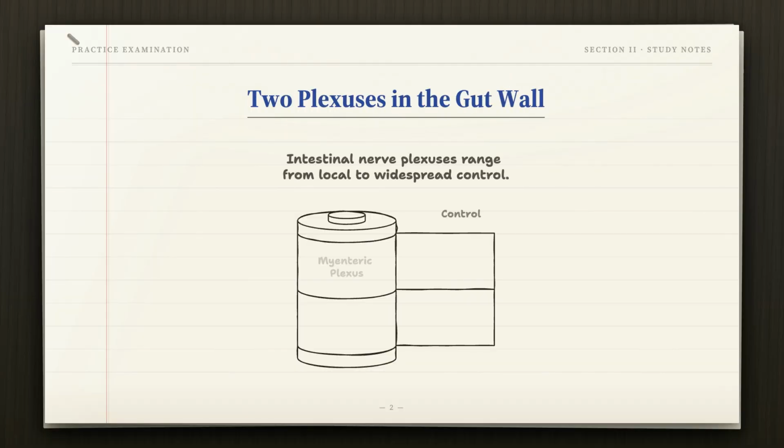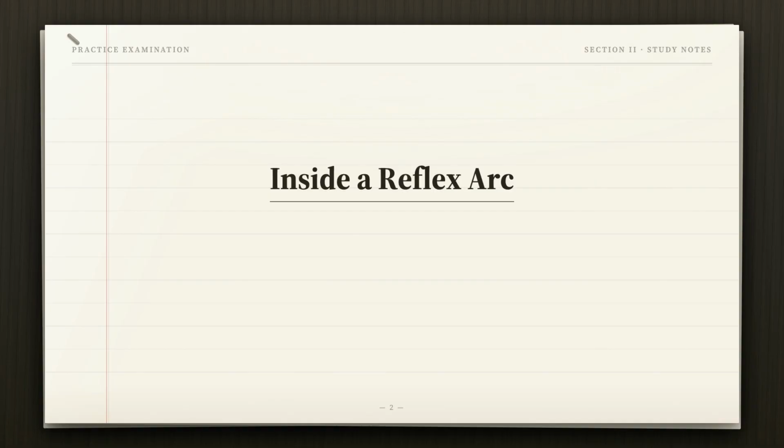The system is built as two plexuses, and their location tells you their job. The submucosal, or Meissner's, plexus sits near the glands and capillaries and governs secretion and local blood flow. The mesenteric, or Auerbach's, plexus sits between the muscle layers and governs motility. Both plexuses contain everything needed for independent reflex arcs.